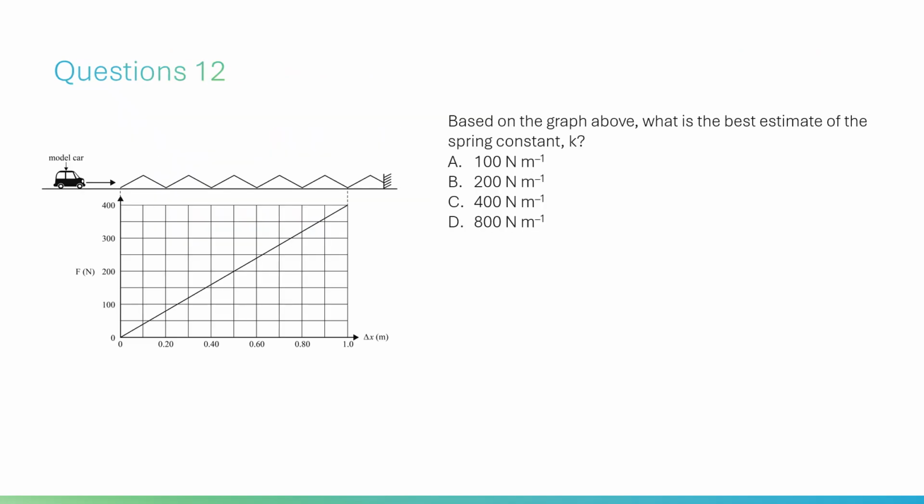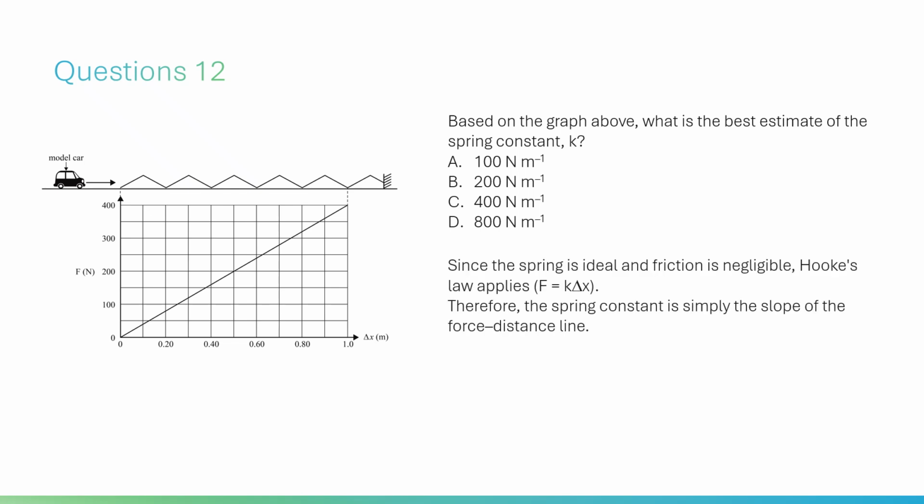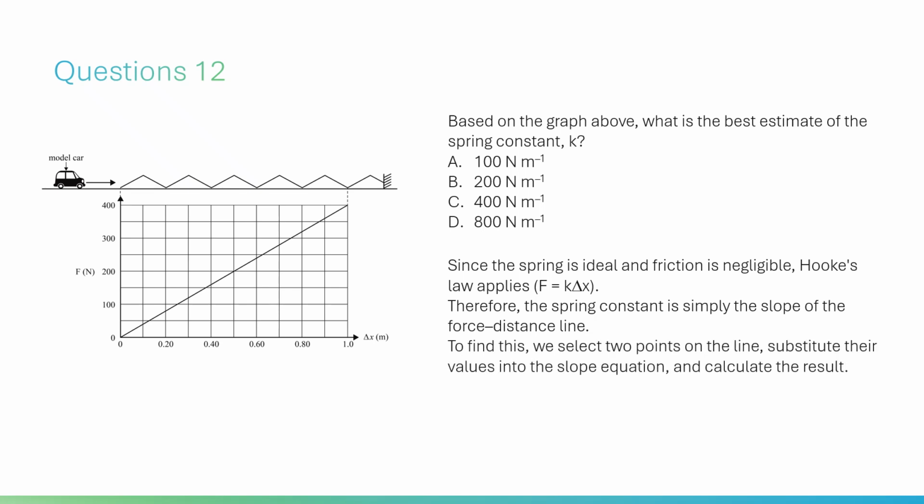Since the spring is ideal and friction is negligible, Hooke's law applies. Therefore, the spring constant is simply the slope of the force-distance line. To find this, we select 2 points on the line, substitute their values into the slope equation, and calculate the result.